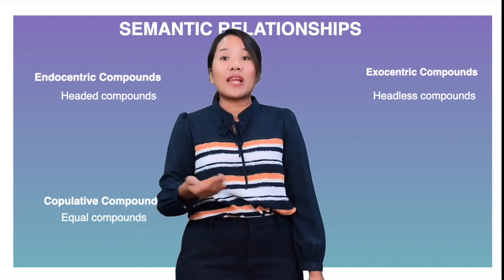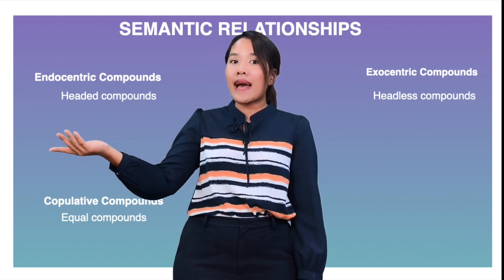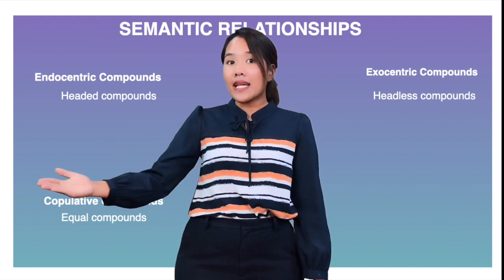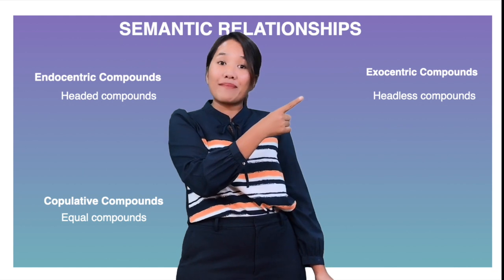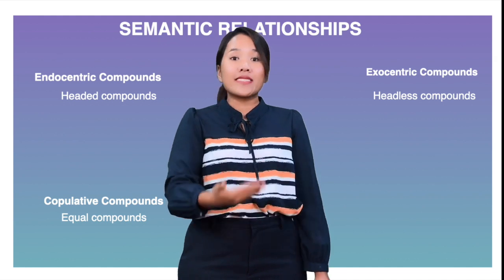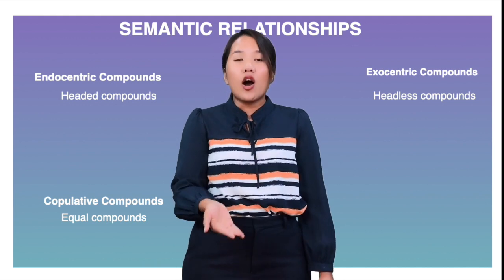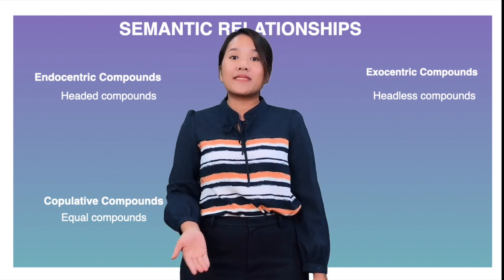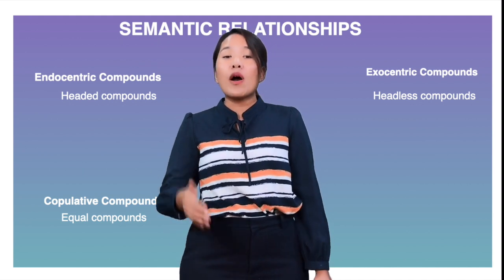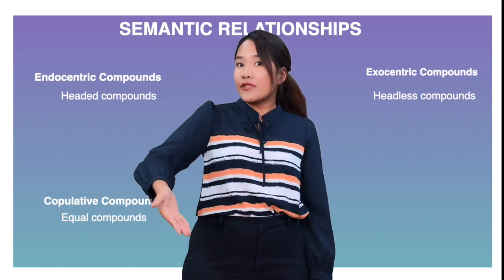To conclude semantic relationships, there are three subtypes. The first is endocentric compounds, the headed compounds where the whole meaning refers to one of its elements, like in the compound windmill. The second type is exocentric compounds, which are headless compounds where the whole meaning does not refer to the elements in the compound, for example air-headed. And the last type is copulative compounds, where the whole meaning of the compound equally refers to both elements, such as producer-director.